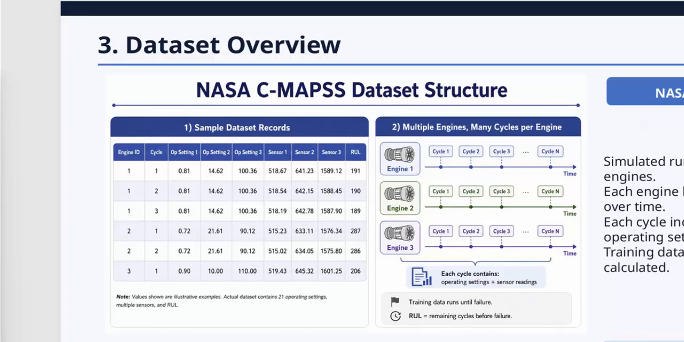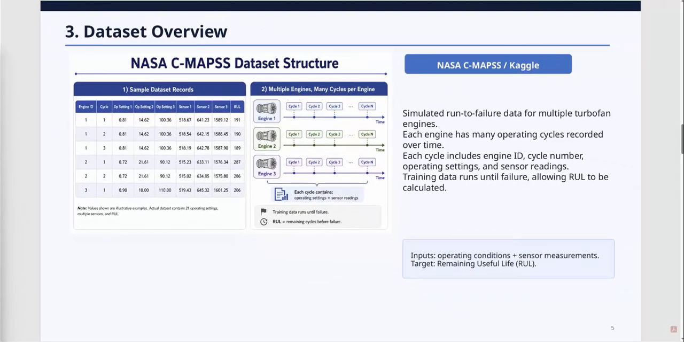Picture number two, multiple engines, many cycles per engine. That shows the data structure on a bigger scale. The dataset has many different engines, and for each engine, there is a sequence of operating cycles over time. At each cycle, the operating settings and sensor values are recorded, so the model can analyze how the engine's condition changes as it degrades.